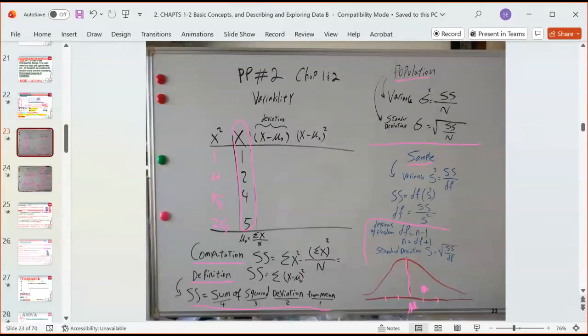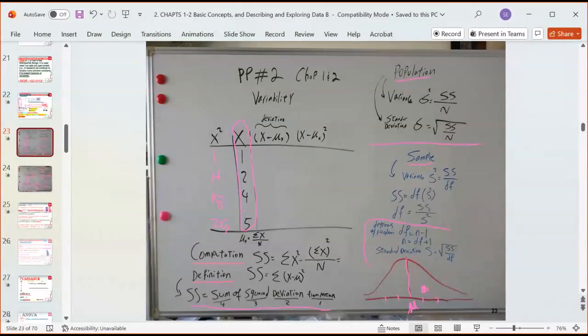So if you decided to use the definition formula, as you can see right here, it says sum of squared deviation from mean. Let's do that. And then we do the same thing with the computation. The computation actually is easier. Computation is sum of x squared, so you add up all those numbers under the x squared, minus the square of the sum of x.